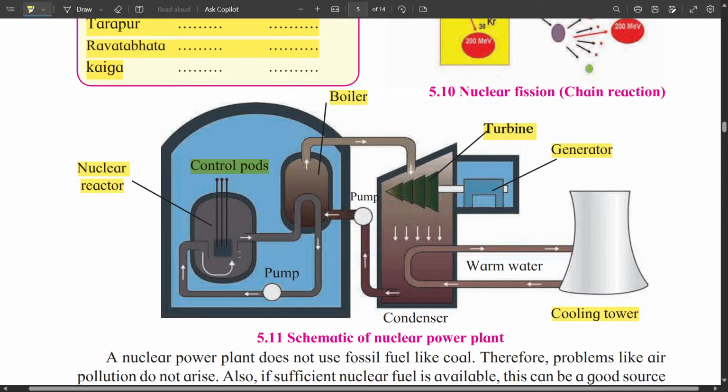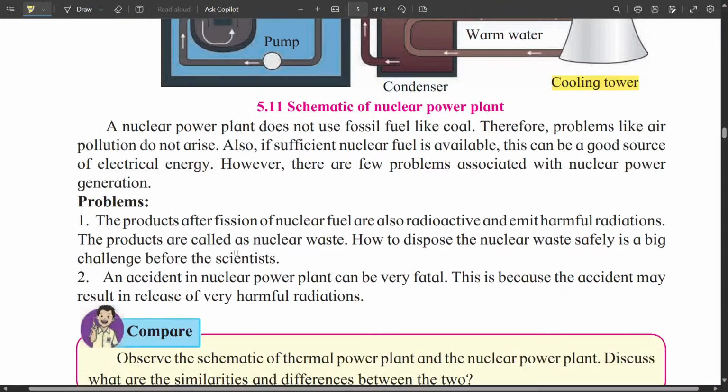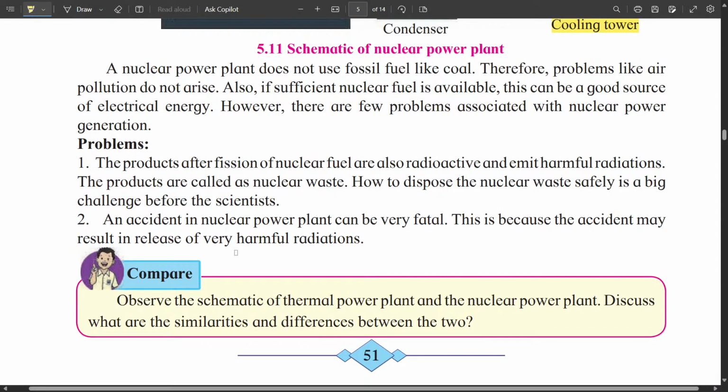You can see only one tower here which will release the water vapor and hot gases, but there is no tower for the release of smoke and gases because there is no combustion involved in this type of power generation. A nuclear power plant does not use fossil fuel like coal, therefore problems like air pollution do not arise. Also, if sufficient nuclear fuel is available, it can be a very good source of electric energy.